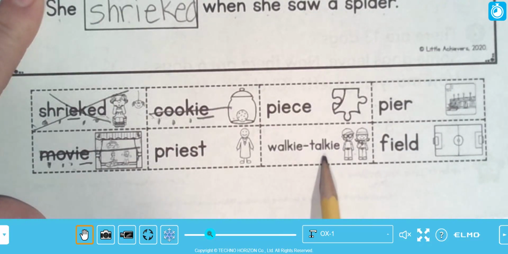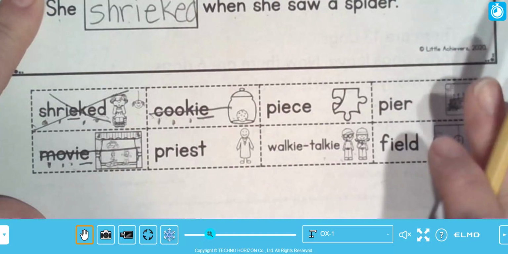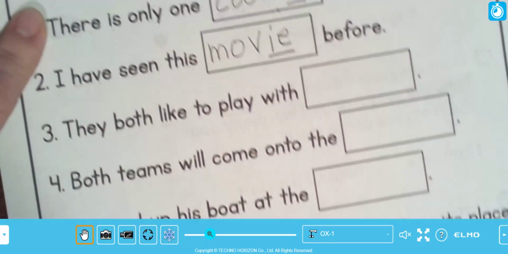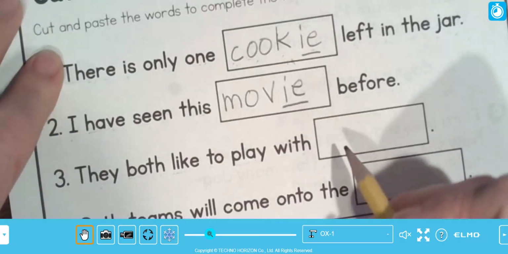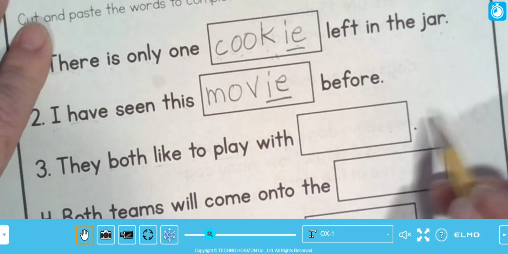Both of them, see, are playing with the walkie-talkie. Both of them, right? It's two. So I think it's this one. Let's write it down. It's gonna be hard to fit, but it might not fit in the box, but we can use this space too, okay?